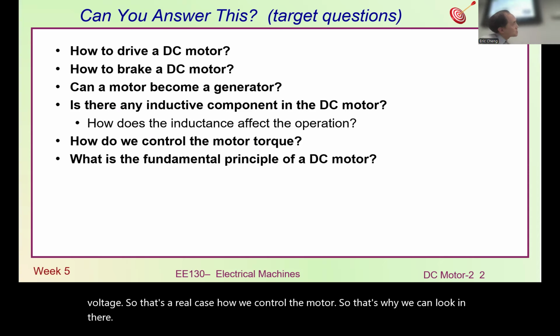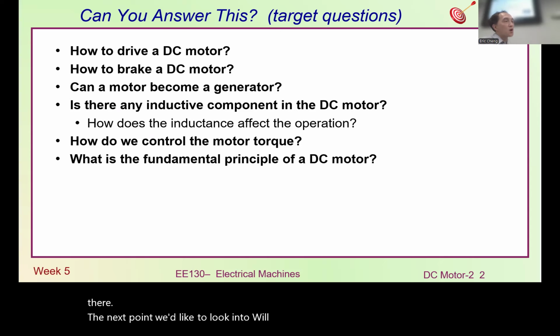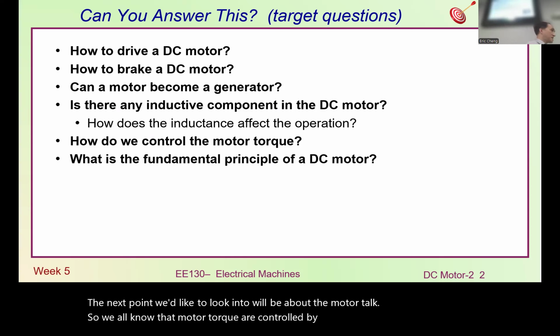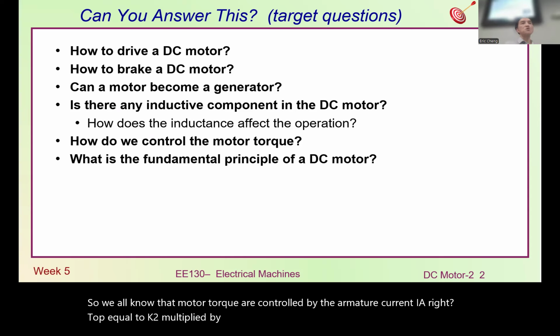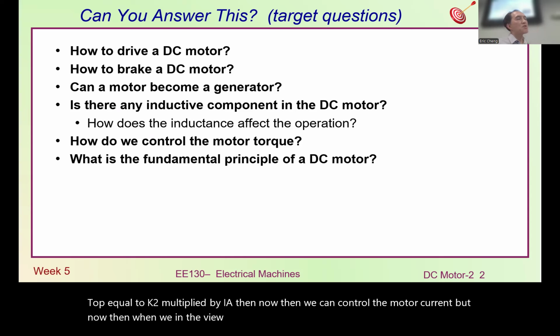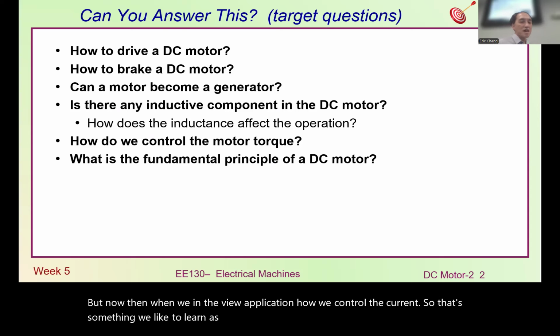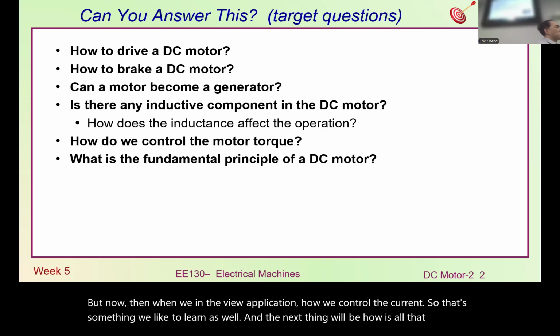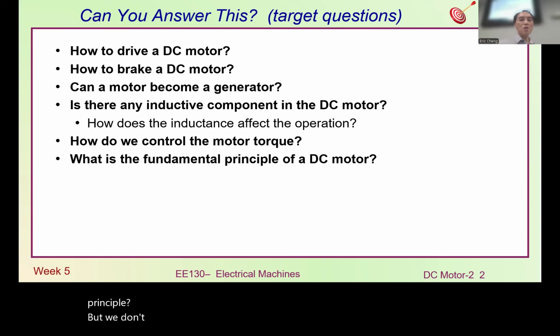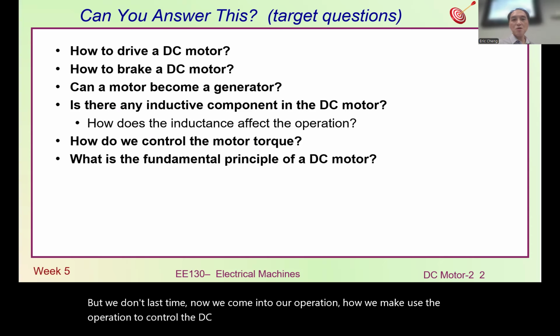The next point we would like to look into is the motor torque. We all know that motor torque is controlled by the armature current IA, right? Torque equals K multiplied by IA. Then we can control the motor current. But in a real application, how do we control the current? That's something we would like to learn as well. And the next thing is the principle. We learned it last time; now we come to our operation, how we make use of it to control the DC motor. That's all the area we might like to answer ourselves.